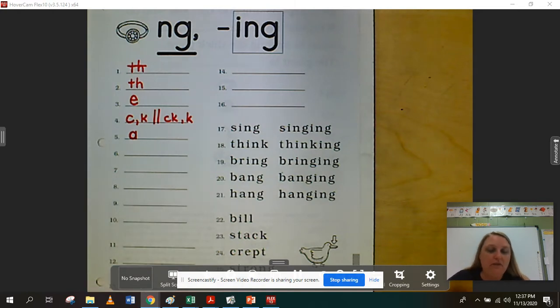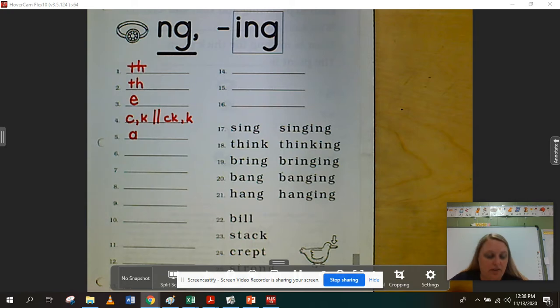6, write the final sound you hear in the word gas. I need gas for my car. Final sound for gas. Number 7, final sound for tan. What's the final sound for tan? Tan. Number 8, the last one for your final sound, leg. What's the last sound you hear in leg?